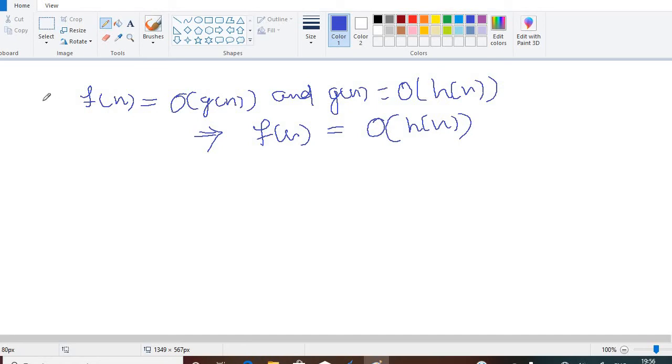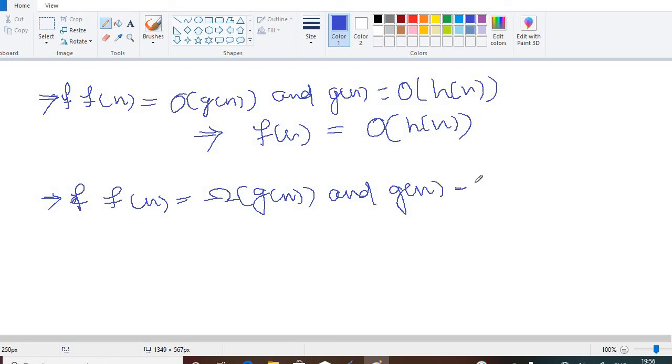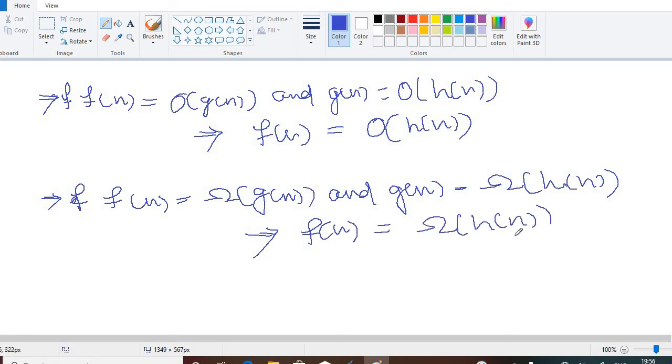Okay, so the same rule applies for omega notation also. Here if f(n) is equal to omega of g(n) and g(n) is equal to omega of h(n), then we can write here f(n) is equal to omega of h(n). Okay, so this same rule for transitivity also applies for small o notation and small omega notation.